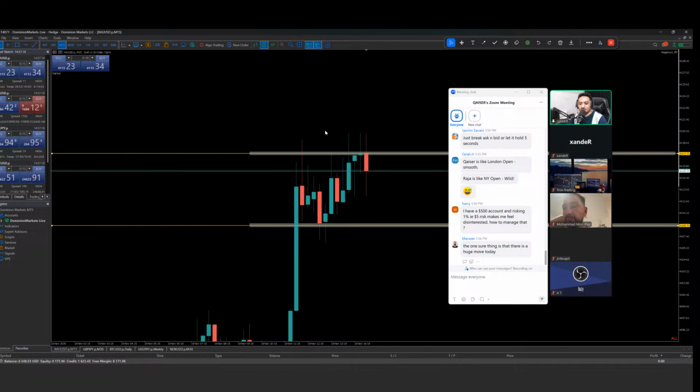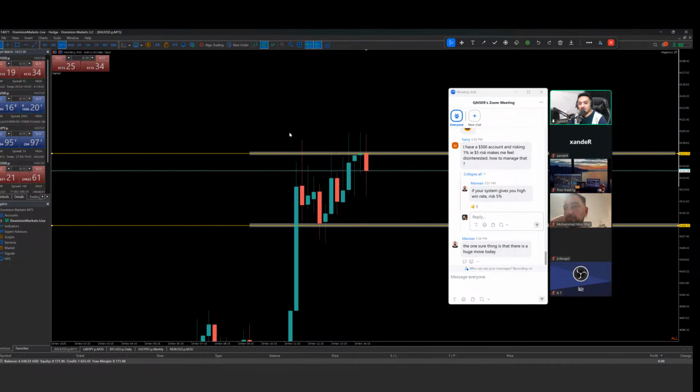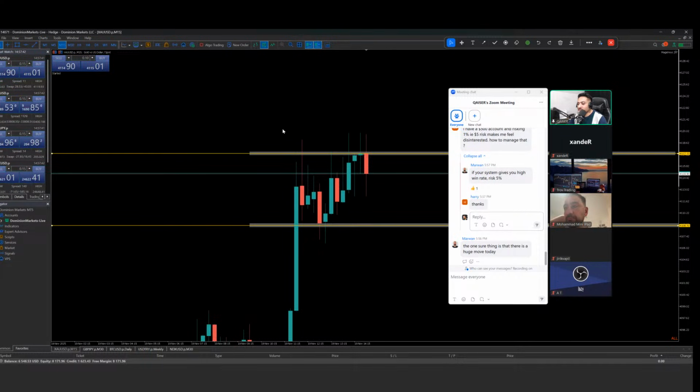The one sure thing is that there is a huge move today. Let's see. I'm also expecting that one, but who knows? No one can predict the market. All we need to do is see some kind of structure formed there, and then we will take action on it.